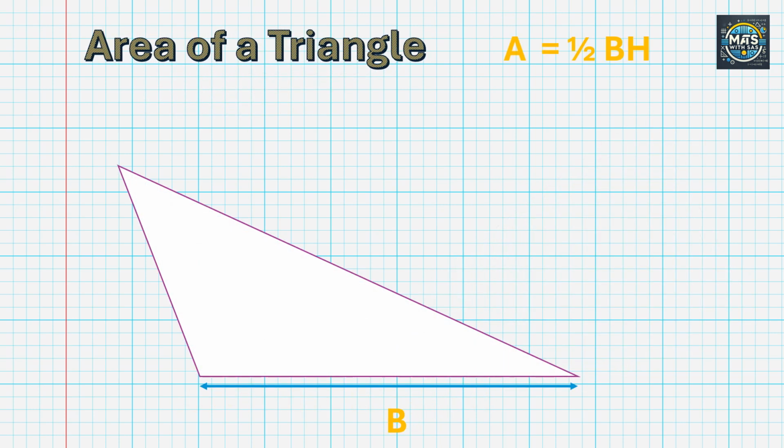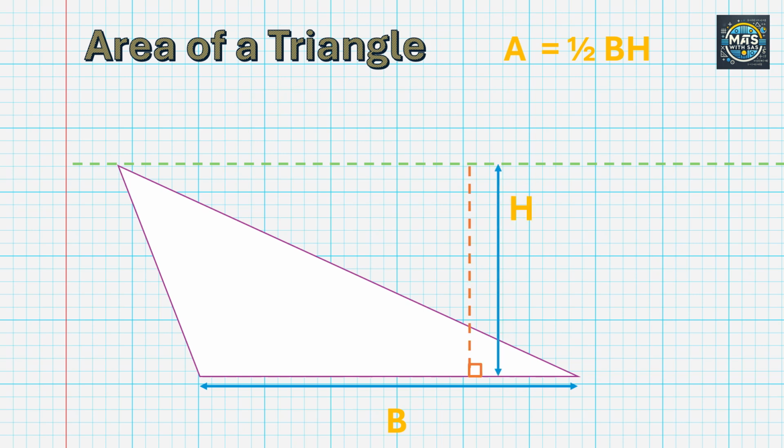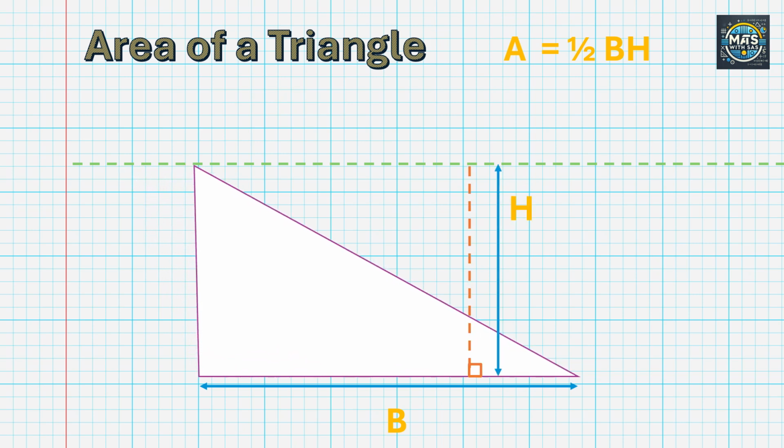Let's say we draw a parallel line to the base of the triangle. The distance between this parallel line and the base represents the height of the triangle. Now, suppose we change the upper point of this triangle and move it along the parallel line.